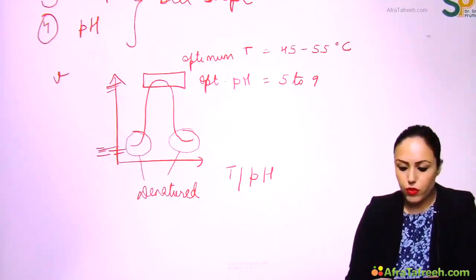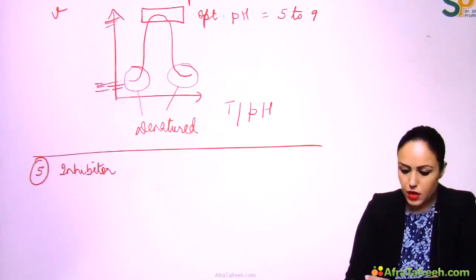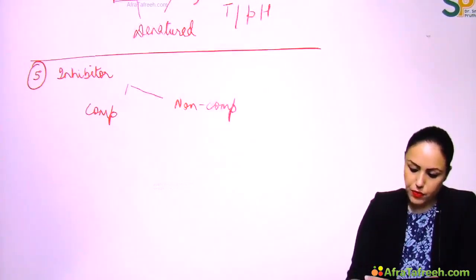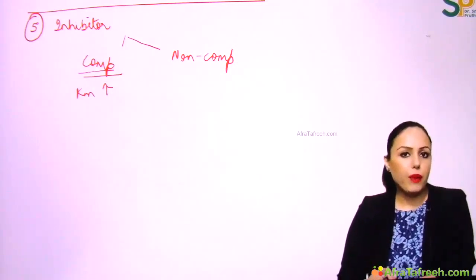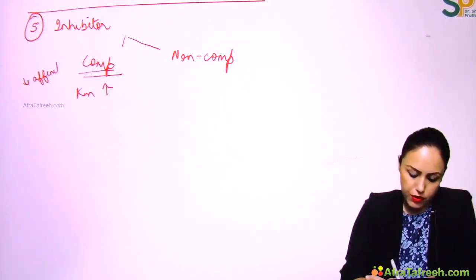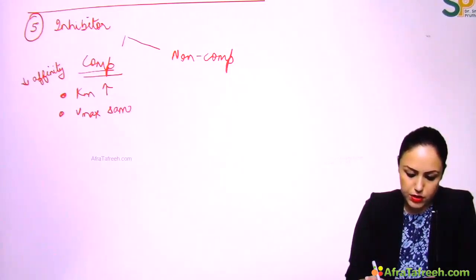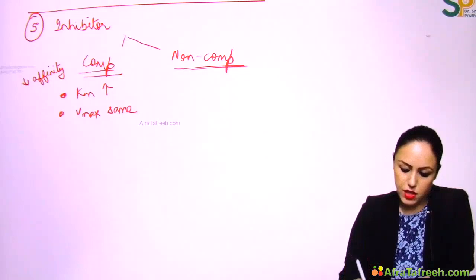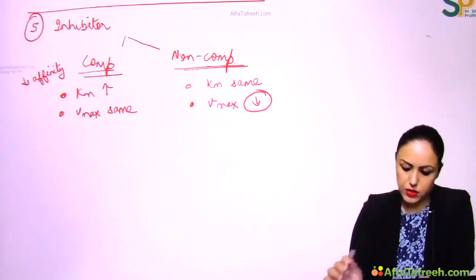So we are done with the 4 factors. Our fifth factor is inhibitor. There are mainly 2 types of inhibitors: competitive inhibitor and non-competitive inhibitor. In case of a competitive inhibitor, Km is increased, as the competitive inhibitor binds at the active site and it will decrease the affinity of substrate. It will decrease the affinity by binding at the active site. So Km will be increased, but in this case velocity remains same. So Vmax is same. A non-competitive inhibitor will bind at the regulatory site. In this case, Km is same and velocity Vmax will be decreased, right?